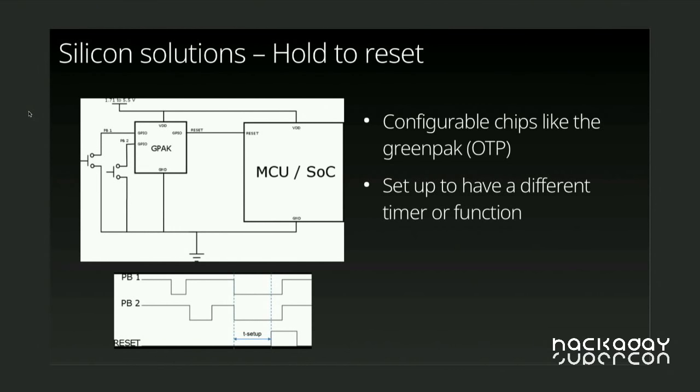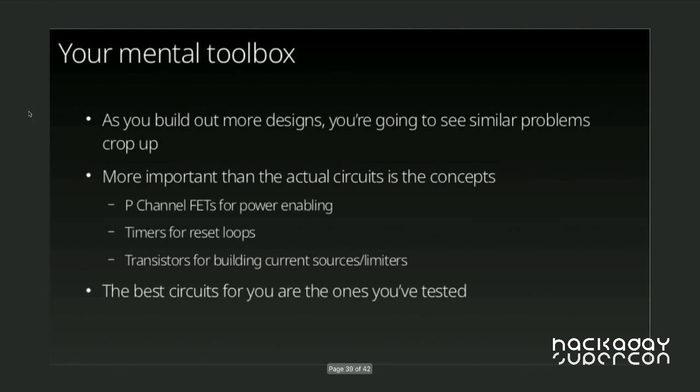And then finally, this is similar to the circuit I showed where I was holding my head in my hands. Instead of making your own circuit, GreenPak is a reconfigurable device. It's one-time programmable, but you can set up interesting functions. So now you set it so that if I hold this button down for 10 seconds, then fire a one shot and do a reset, right? And so I'm going to skip all this stuff, unfortunately.